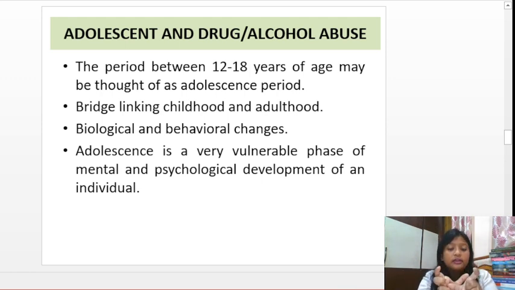So when this period is linking both childhood and adulthood, during this period a lot of behavior changes are occurring, a lot of biological changes are occurring in the human body. This is a very, very vulnerable phase where there is mental development, there's psychological development in an individual. So this period is very, very critical. Parents have to take extra care of children in this age group, of how they are developing, how they are feeling mentally, and how the behavior is changing. This is a very critical phase. Just remember that. I'll talk about this more.